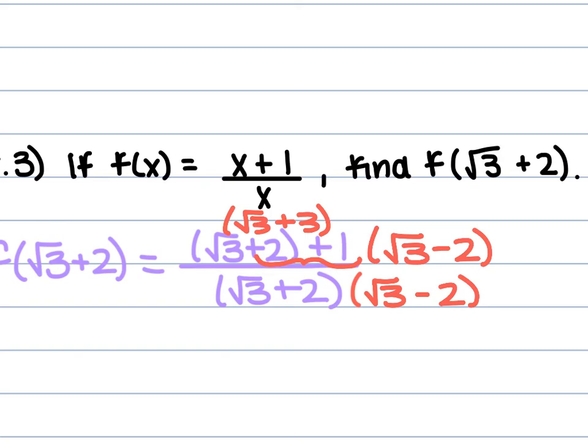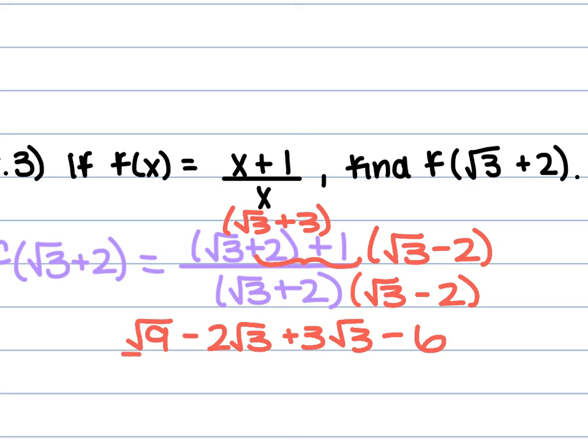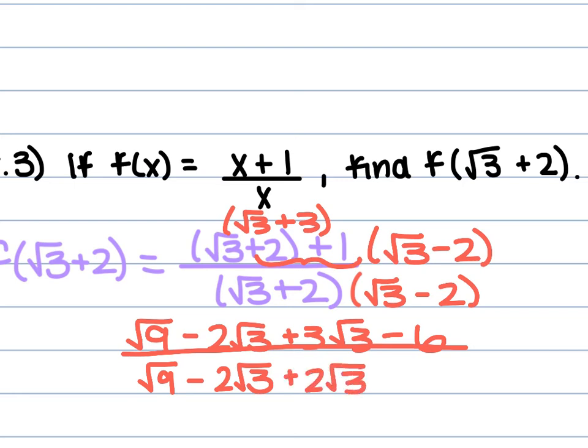So now we got to FOIL. The square root of 3 times the square root of 3 is going to be the square root of 9. Square root of 3 times negative 2 is negative 2 square root 3. 3 times the square root of 3 is going to be 3 square root 3. 3 times negative 2 is negative 6. I'm going to put this all over. The square root of 3 times the square root of 3 is just the square root of 9. Square root of 3 times negative 2 is negative 2 square root 3. 2 times the square root of 3, positive 2 square root 3. 2 times negative 2, negative 4.